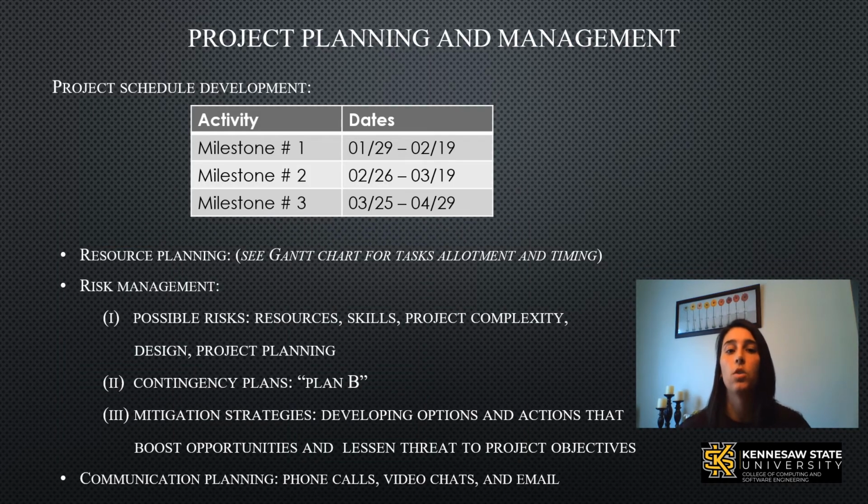To continue with project planning and management, project schedule development. We had activities that needed to be completed by specific dates. They were set into milestones. So milestone 1 was completed between January 29th and February 19th. Milestone 2 was completed between February 26th and March 19th. And milestone 3 was completed between March 25th and April 29th.